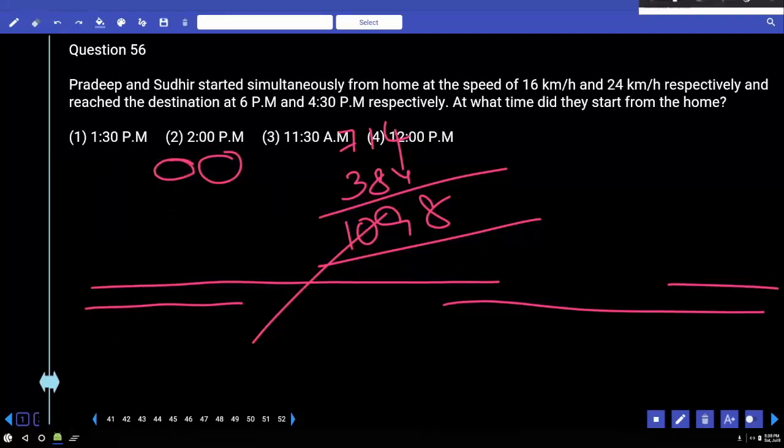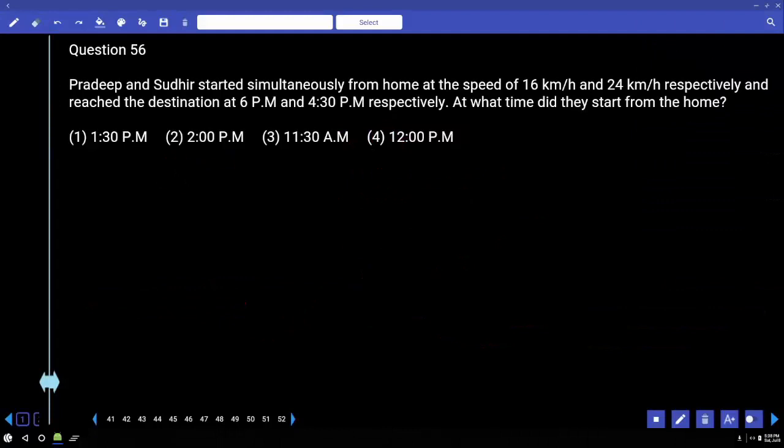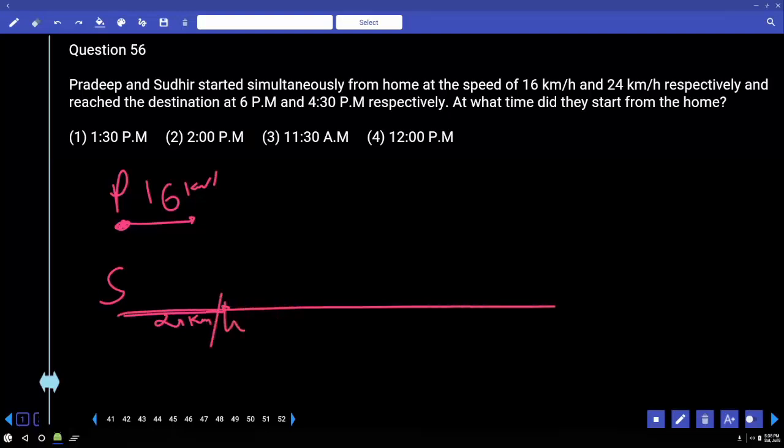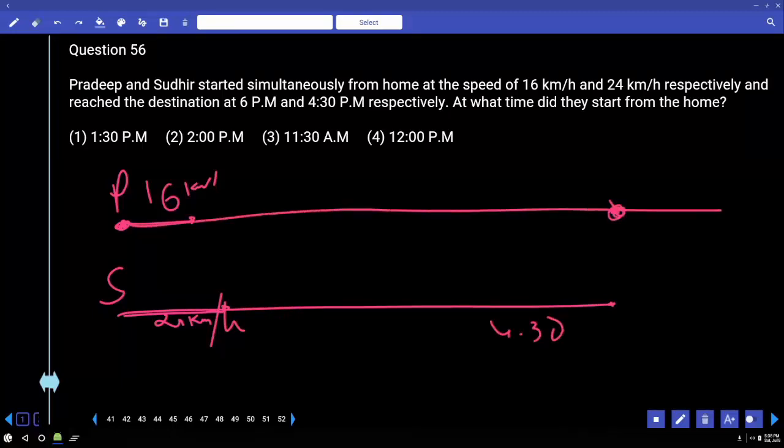Next, Pradeep and Sudhir started simultaneously from home at the speeds of 16 km/h and 24 km/h respectively, and reached the destination at 6 p.m. and 4:30 p.m. At what time did they start from home? Here are Pradeep and Sudhir. Pradeep started with 16 km/h, Sudhir with 24 km/h. Who goes faster? Sudhir reached at 4:30, but Pradeep reached at 6 o'clock because of the difference in speeds.